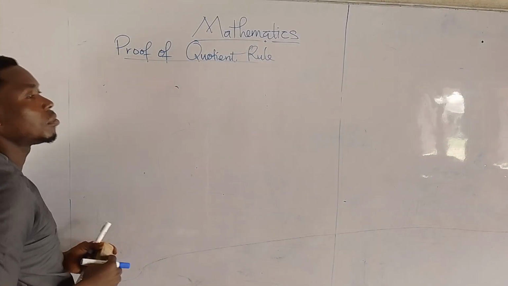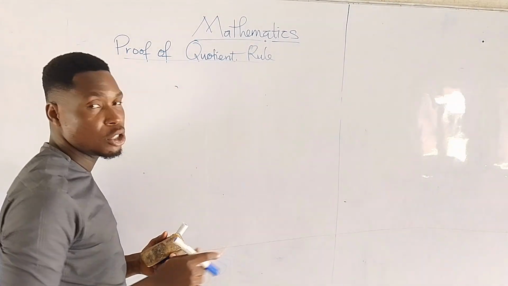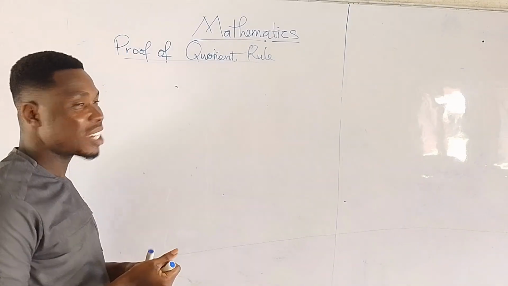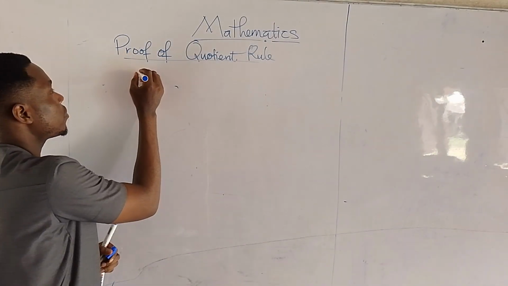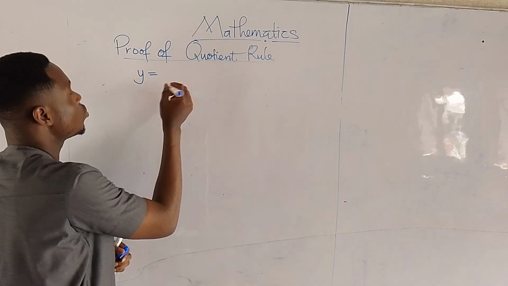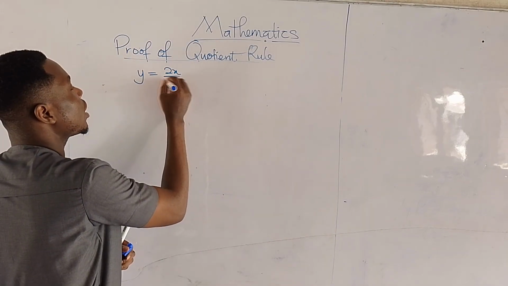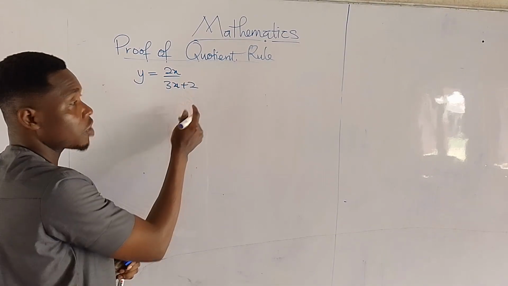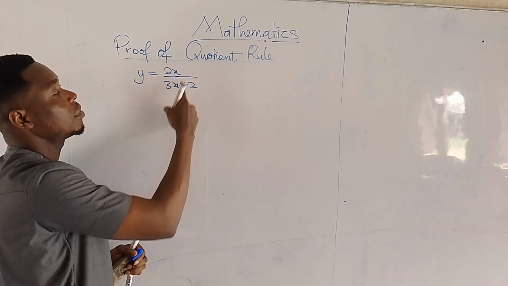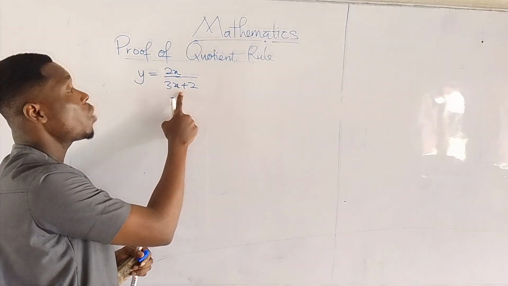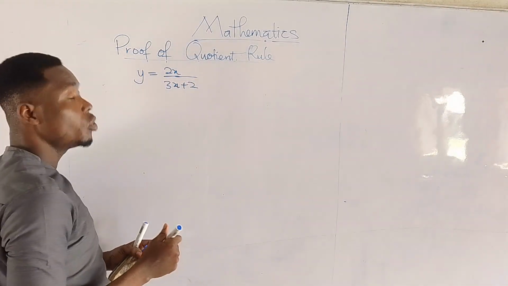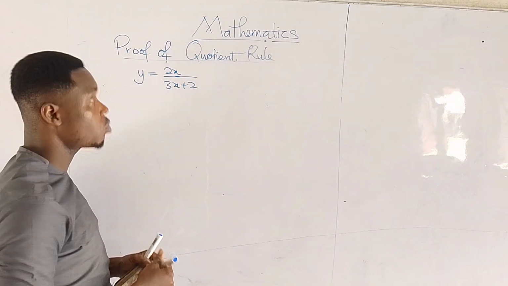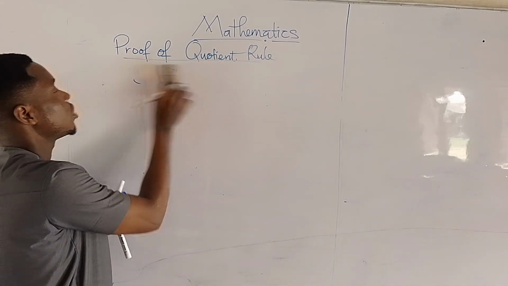So we know that if a function is given to you and the function is in fraction form, for instance, we have y is equal to 2x over 3x plus 2. This is a fraction because we have a numerator and then the denominator. So when it happens like this, we use the quotient rule. That is what we normally use to solve it.